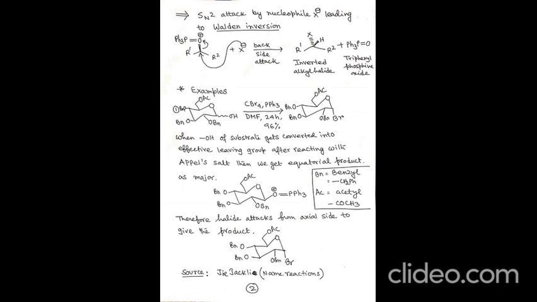Now let us discuss one example where this concept can be applied. When the Appel reaction is applied to the hemiacetal alcohol of a carbohydrate, then it gets converted into the halide, and the leaving group is oriented in the equatorial way, so that at the last step the halide attacks from the axial side. So finally the product contains the axial halide.